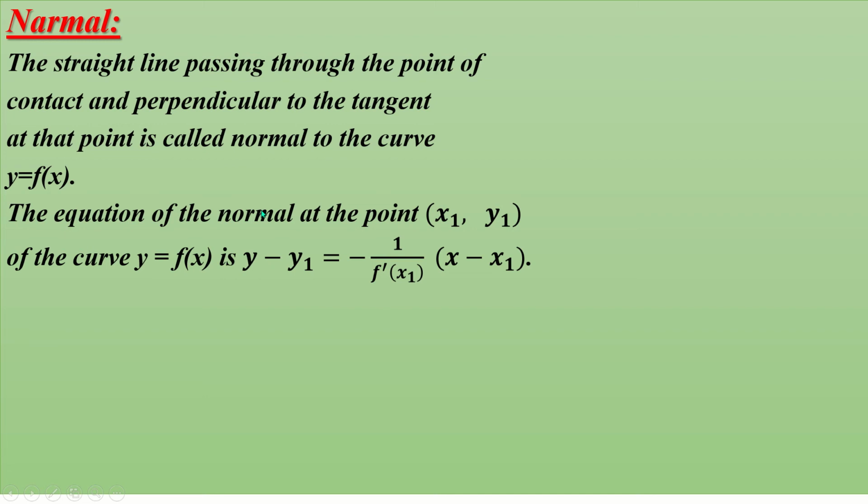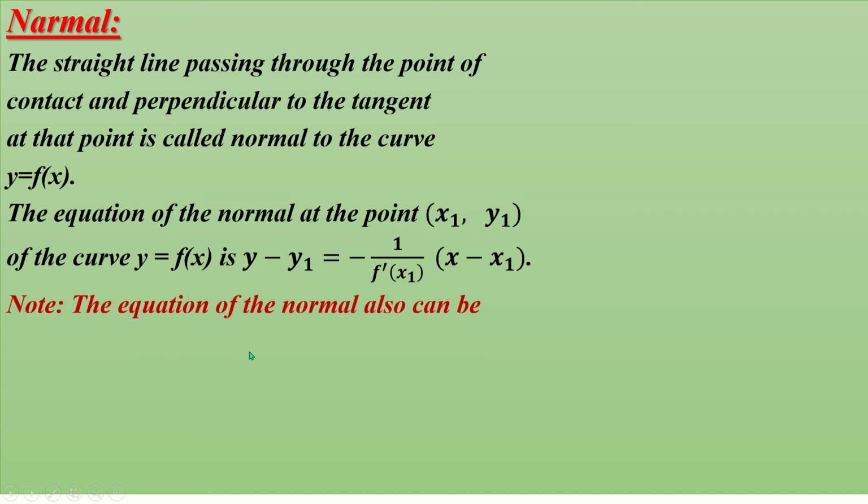As the normal is perpendicular to the tangent, the product of the slopes of the tangent and normal will be minus 1. That means f prime x1 and minus 1 divided by f prime x1, this equals minus 1. So if the derivative or slope of the tangent is f prime x1, then the slope of the normal will be minus 1 divided by f prime x1.